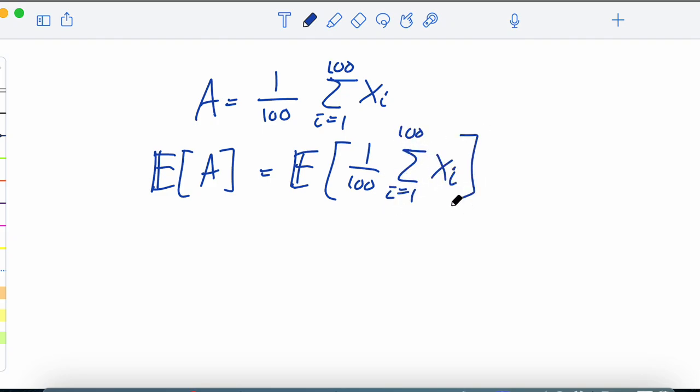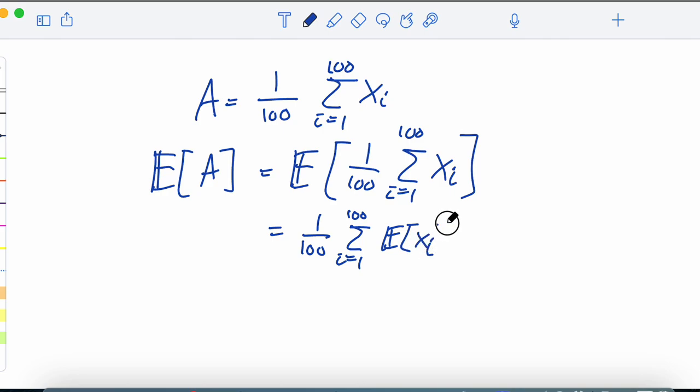And the nice thing about expected value is it plays nicely with sums. So the expected value of the sum, what is the average of A plus B? It's the same thing as the expected value of A plus the expected value of B. You can change the order. Even multiplying by 1 over 100 is also fine. So you can change it like this.